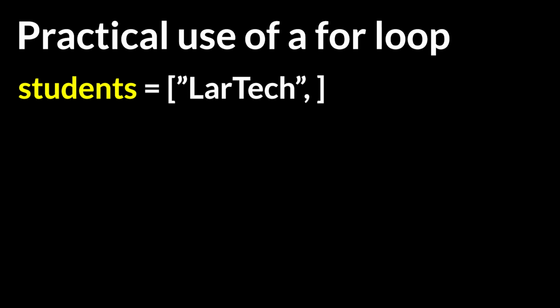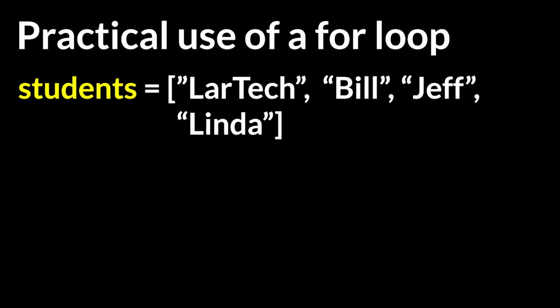So what we're going to do is we're going to create a list called students. And don't worry about what a list is yet. We'll cover them pretty soon. Just know that a list stores multiple values. So we're going to create a list called students. And in that list, we're going to have some students. So we're just going to store the names of those students. Let's say Lartek and Bill and Jeff and Linda or something like that. It doesn't really matter. All that matters is that we have our list and it has some names in it.